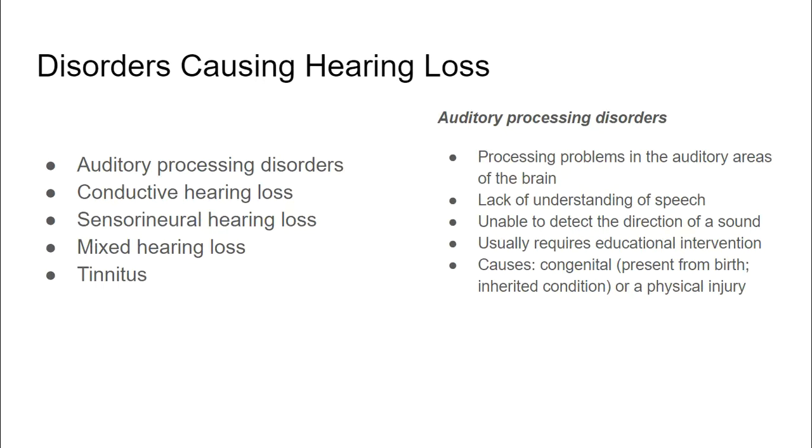Auditory processing disorders are problems in the auditory areas of the brain and in the way in which it processes the sound and the electrochemical wave that's been sent there. So it's a lack of understanding of speech. Most people are unable to detect the direction of the sound if they have this disorder, and it usually requires educational intervention. Some of the causes might be congenital, so it was present from birth or an inherited condition, or it can in fact be from a physical injury.